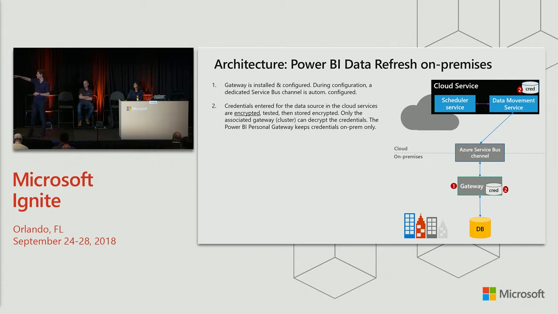And so as those credentials even pass through this channel to the on-prem gateway, nobody along this channel can actually decrypt, because nobody has the private key. Only the actual on-prem gateway has the private key. And so once the credentials are validated, that they work for that particular connection, the pre-encrypted credentials, basically pre-encrypted with the public key of that gateway, are stored in the cloud service.